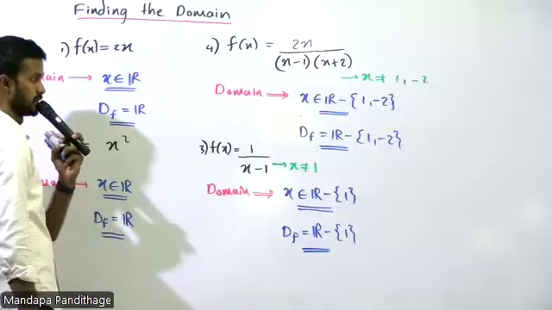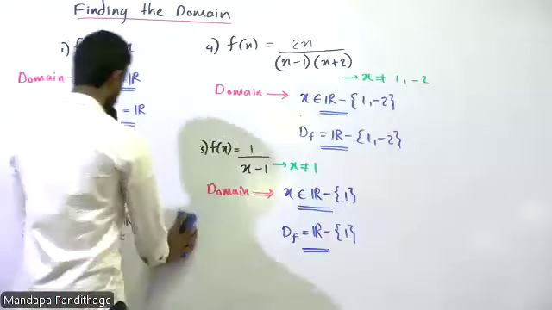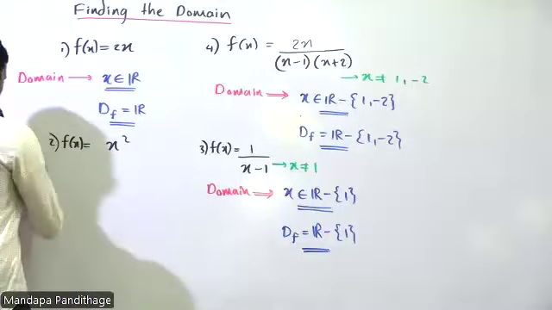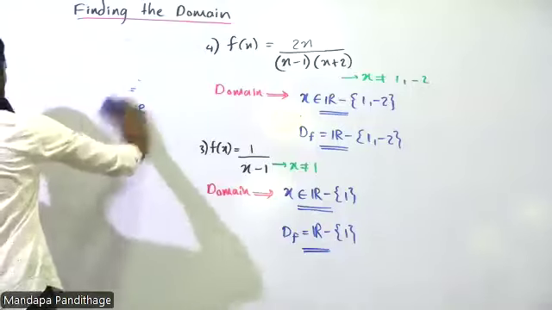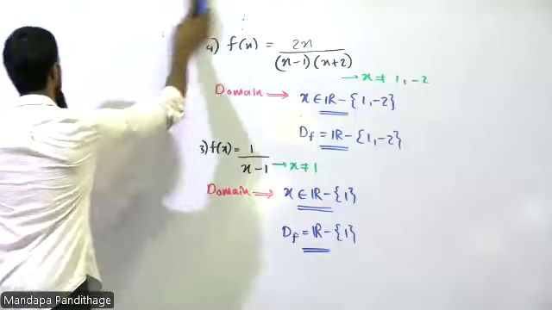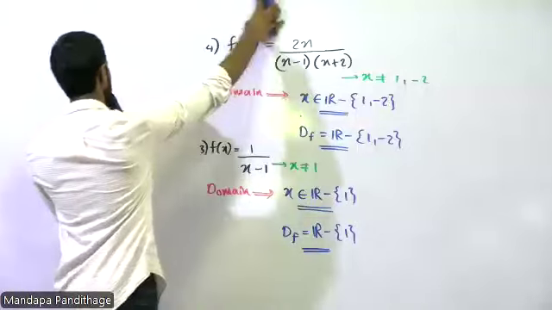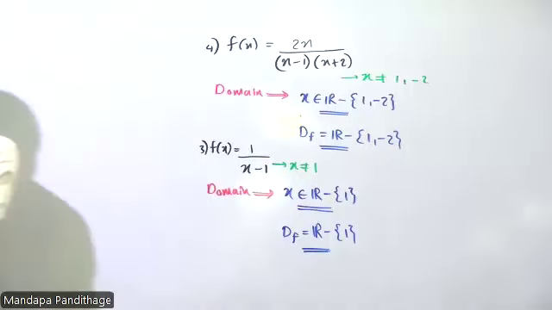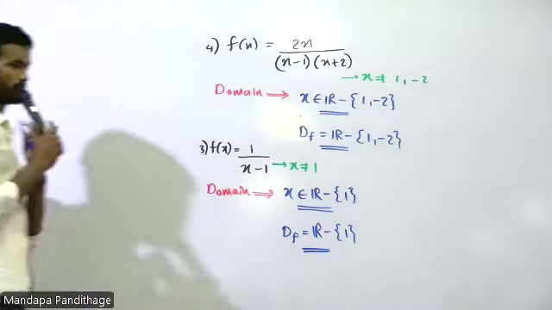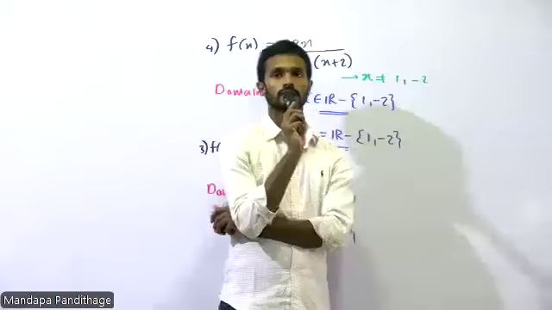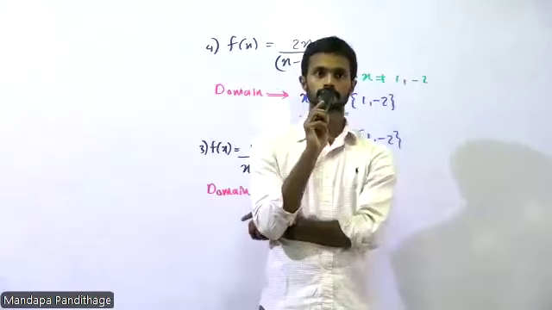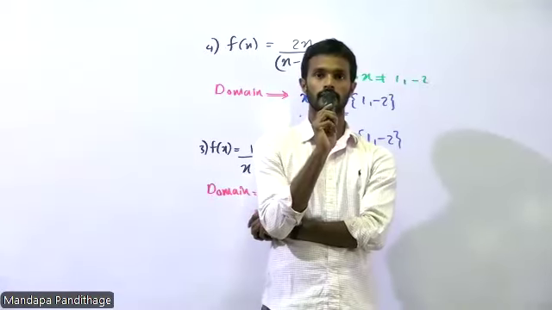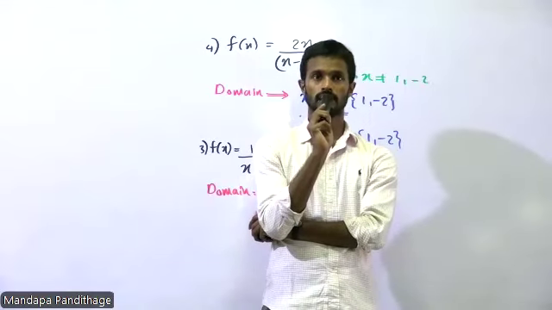Okay, functions consisting of a denominator. Then write it this way. As we know, if the denominator becomes 0, the function is not defined.